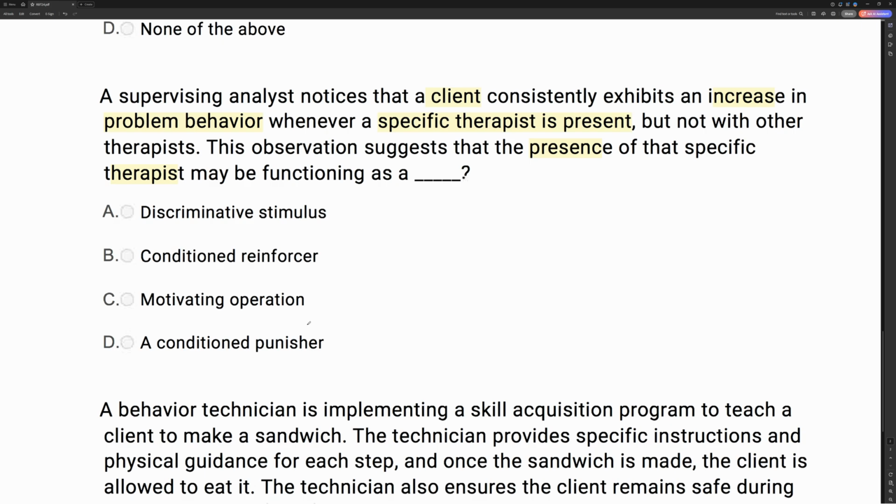C, a motivating operation. The therapist is not changing the value of a consequence, but they're likely signaling it's available. Remember, a discriminative stimulus signals availability. A motivating operation increases or changes the value of a consequence. And then D, a conditioned punisher. Well, we know the behavior increased, so it can't be punishment. And the therapist is the antecedent. So the therapist is likely signaling availability of reinforcement. They're likely functioning as a discriminative stimulus.